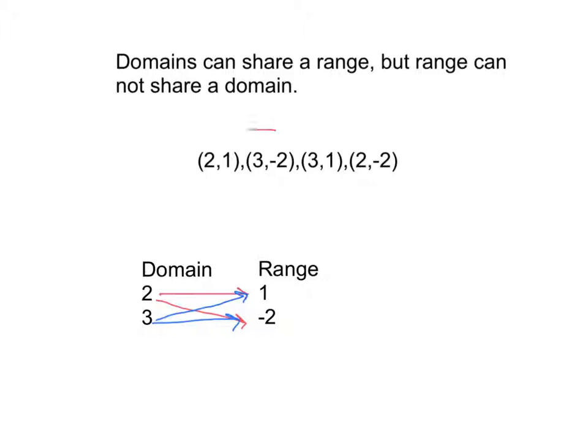So if we're looking at the set of ordered pairs right here, we have (2, 1), (3, -2), (3, 1), and (2, -2). When we create our domain and range chart and map them out, you can see that 2 pairs up with 1 and -2, but 3 also pairs up with 1 and -2. So the range is actually shared between the 2 and the 3. And so therefore, we would not identify this as a function.